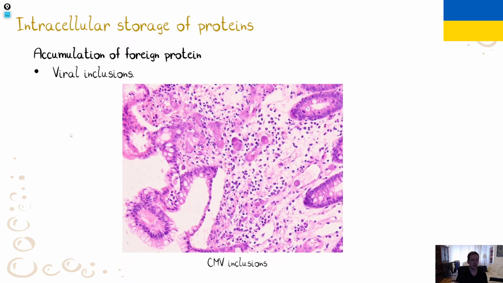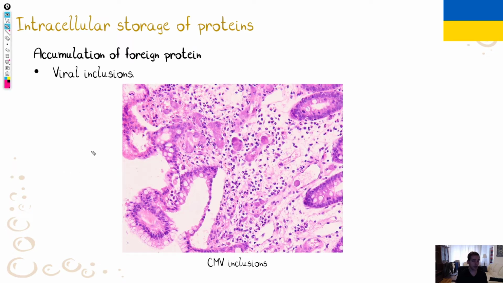And we shouldn't forget that the viral capsid is a protein as well. So viral inclusions in affected cells are another example of storage of proteins. So in this case, it's accumulation of foreign protein. Not all viral infections manifest with morphologically visible inclusions, and not always is the appearance of the inclusion specific for the concrete infection. But sometimes the morphology can be quite typical, and a typical example is CMV, cytomegalovirus.